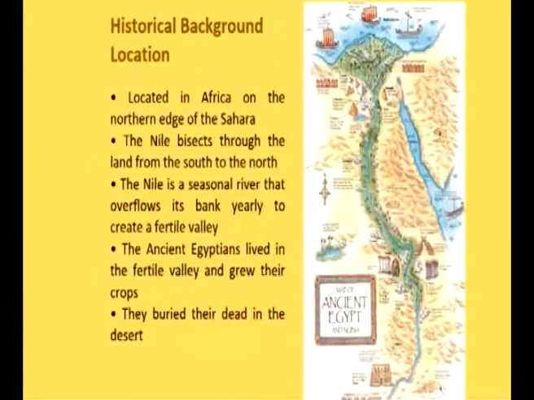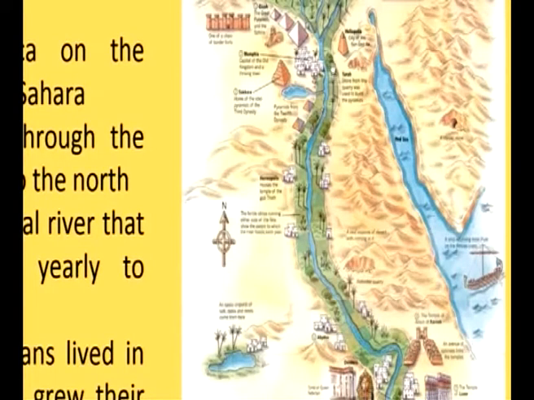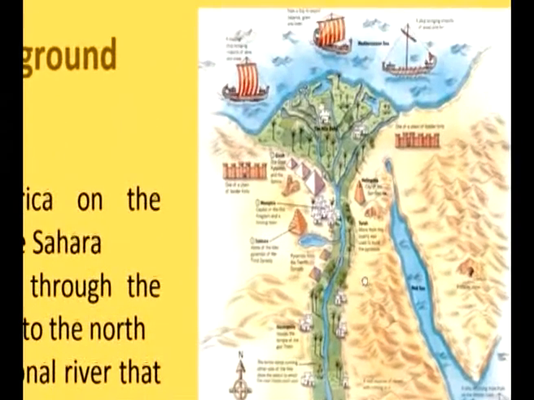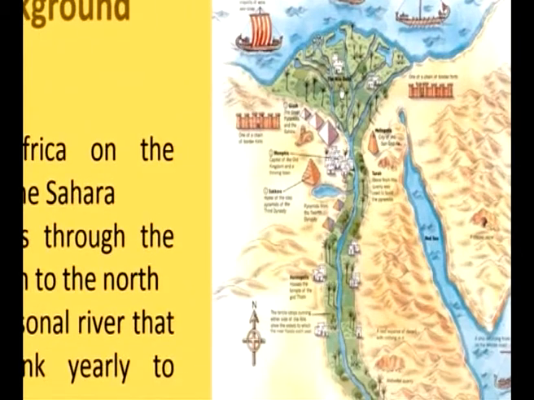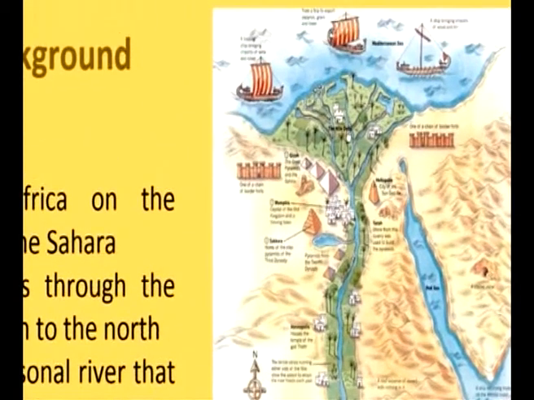Location of Egypt. Egypt is located in Africa in the southern edge of the Sahara. Egypt lies along the stretch of the river Nile. The Nile floods its banks every season, and the Egyptians lived along the fertile valley, and they buried their dead in the desert. As you could see, the Nile played an important role as a trade route for Egypt.